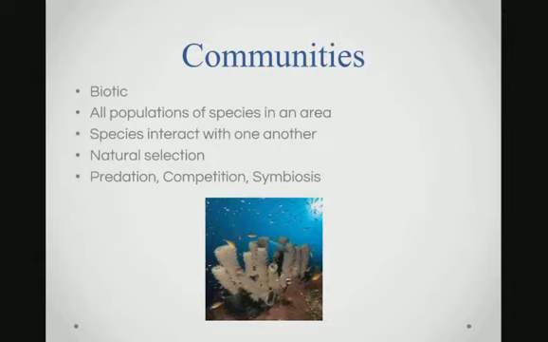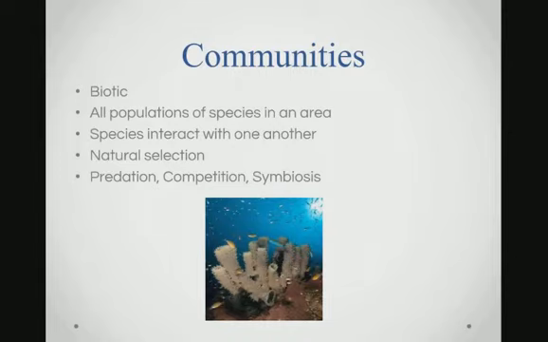So when we're talking about communities, we're talking about the biotic part of an ecosystem. The biotic is all of the species that are interacting in a certain given area. So communities, we're just talking about living organisms. They could be plants, animals, all sorts of different living organisms that inhabit the area. So that's what we're talking about in a community.